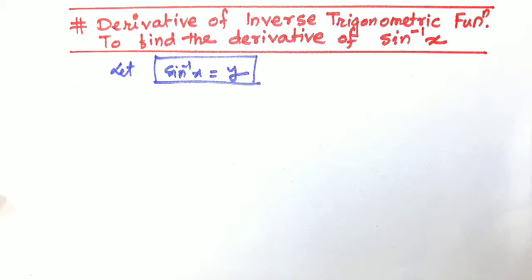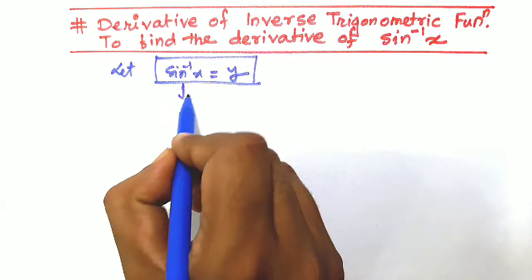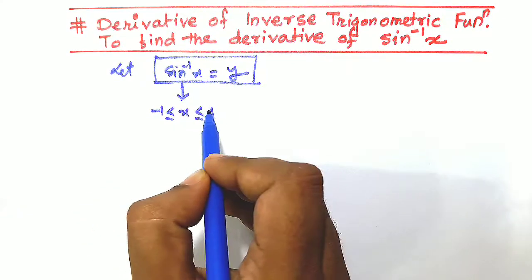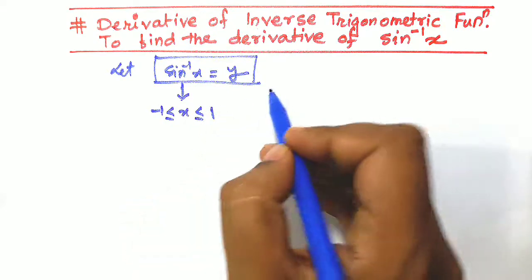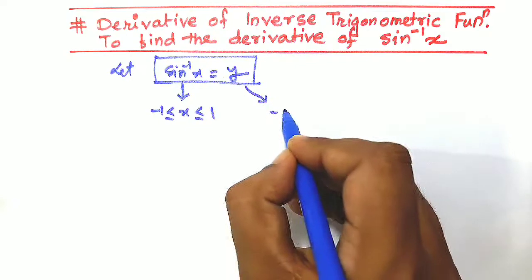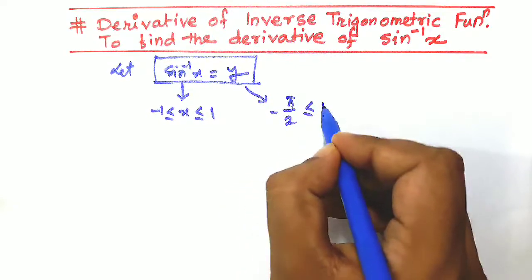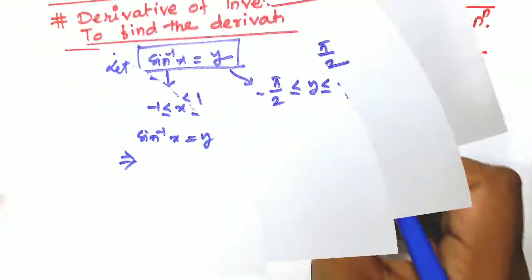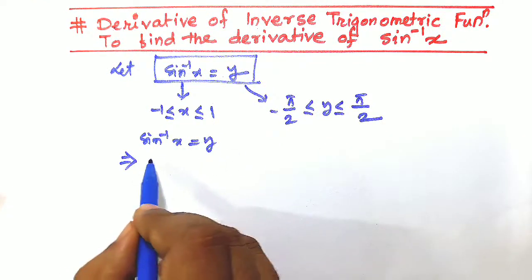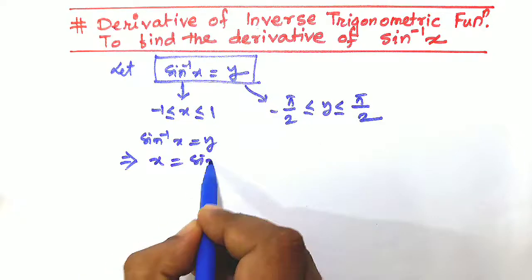Friends, let sin inverse x is equal to y. The domain of sin inverse x is minus 1 less than or equal to x less than or equal to 1. And when only principal values are considered, we have minus pi by 2 less than or equal to y less than or equal to pi by 2. Sin inverse x is equal to y can be written as x is equal to sine of y.